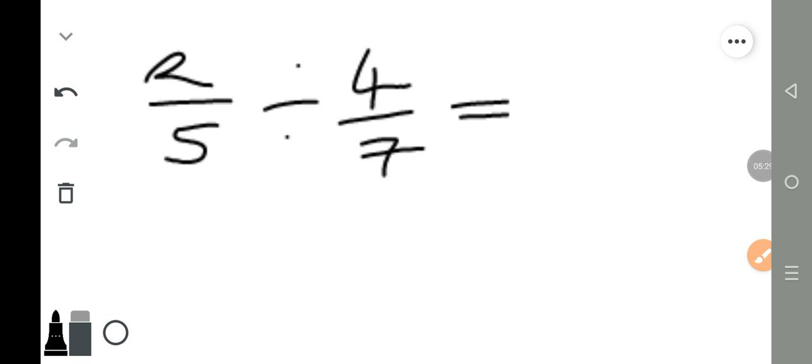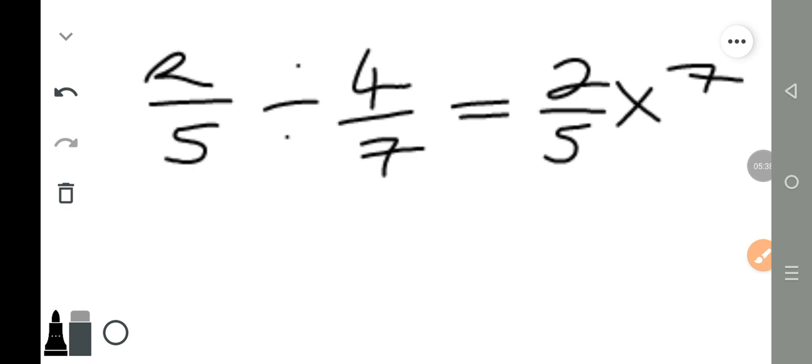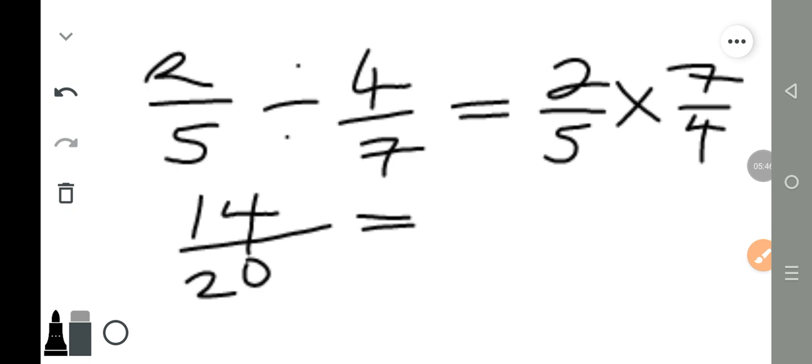Alright, let's do it together now. You have 2 over 5, you change the sign, and then you get the reciprocal, so that's 7 over 4. You have 7 times 2 is 14 over 5 times 4, that's 20. If you got 14 over 20, you're on point. And if you further simplify, you get 7 over 10.